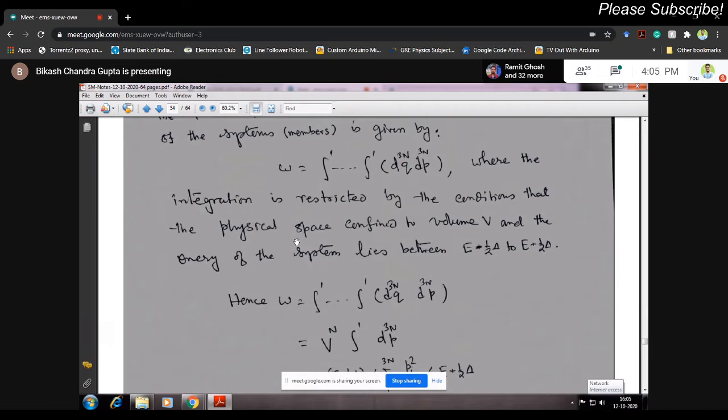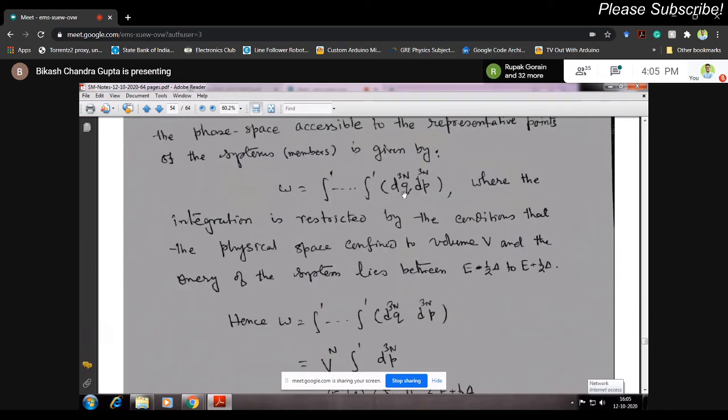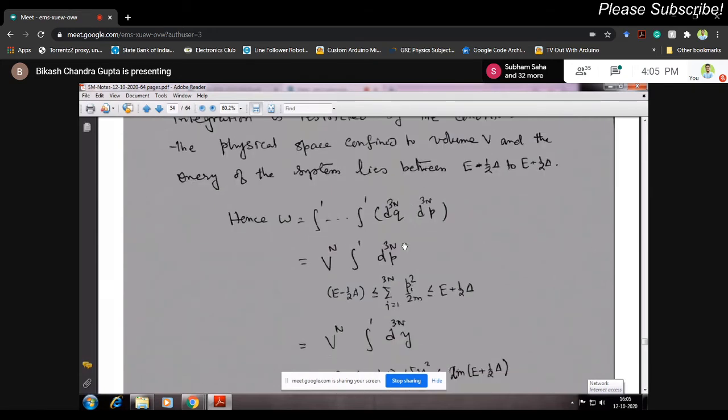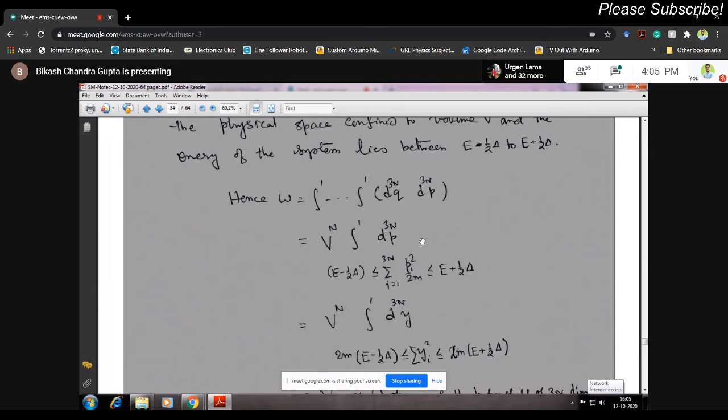That means if you integrate over d^3n q, basically d^3q1, d^3q2, d^3q3, and this way you will go up to d^3qn. If the physical volume is V, then there will be n integrations in 3 dimensions, and each integration over real space will give you V. Therefore n times you will have integration, and it will be V to the power n. So you take this V^n out, and you are left with only d^3n p.